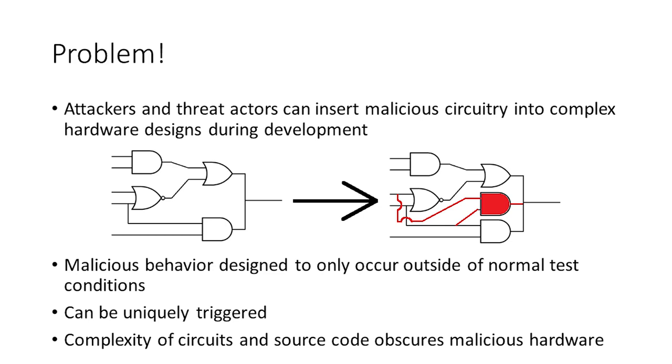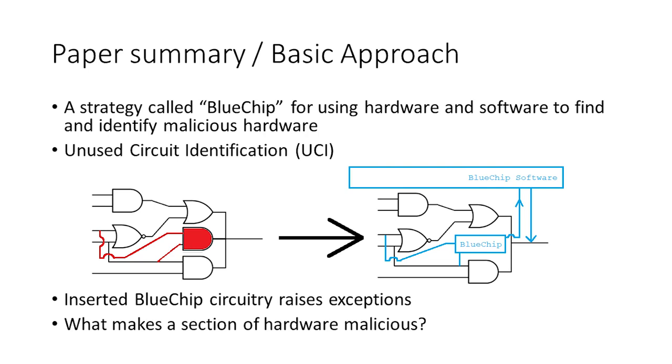The paper that I'm reviewing discusses a strategy called Blue Chip. Blue Chip is their approach for using hardware and software to identify malicious hardware that's introduced into the circuit design by a threat actor. The basic idea is this. Blue Chip will use an algorithm to scan all of the code and all of the signals flowing within a logical circuit to identify any sections of the circuit that are not used under the normal test cases. In other words, it will look for any circuitry that doesn't have an effect on the output when considering the normal set of inputs that the system can be expected to receive.